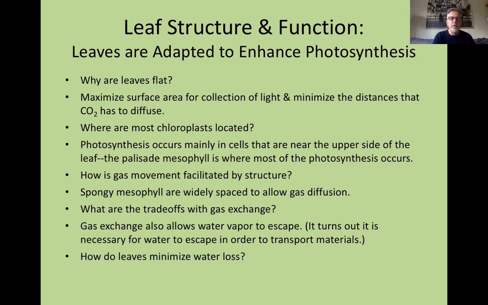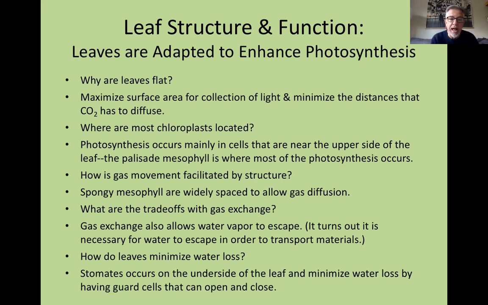Xylem can't transport water from the roots to the shoots, to the leaves, unless there's evaporation out of the leaf. And how do leaves minimize water loss? There's another question. You can probably think about the anatomy of a leaf. Yeah, if you figured out that the stomates occur on the underside of the leaf, which is away from sunlight, which minimizes evaporation out of them, and also that they have guard cells that can open and close, which we'll talk about in a second, and also, which I didn't write here, that there is a waxy cuticle on the upper and lower surface that prevents evaporation of water or escape of water from between cells.